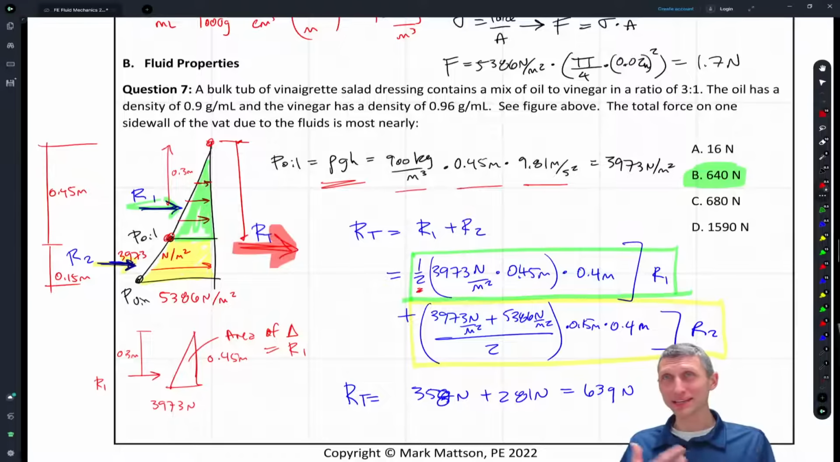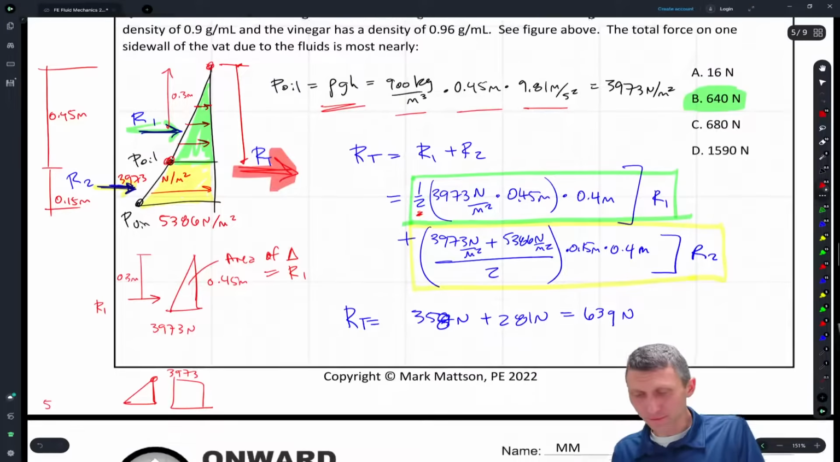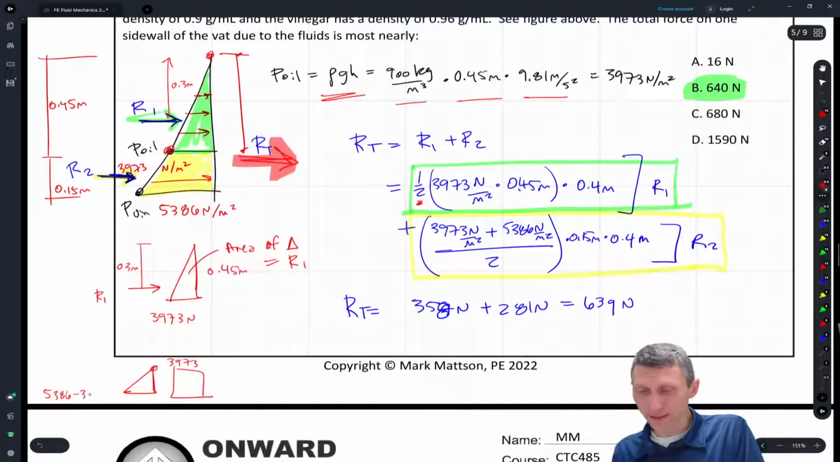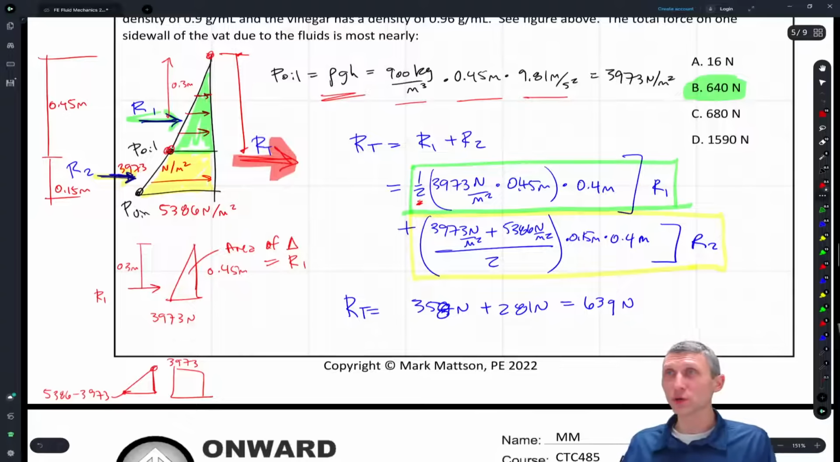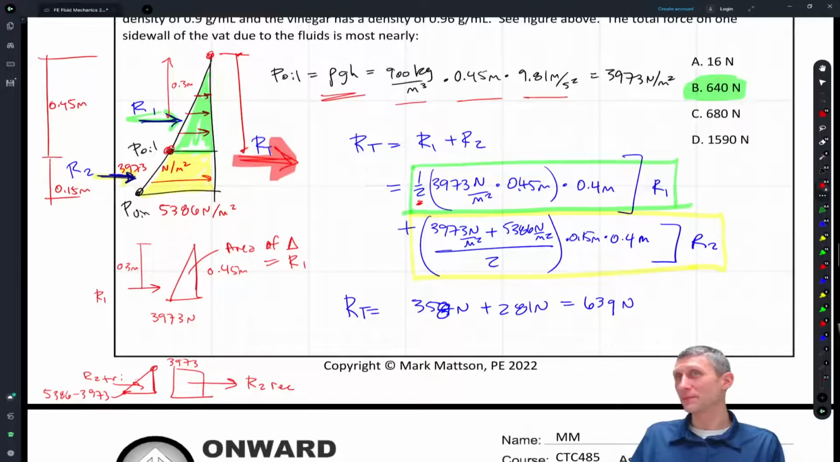But then this would get even more complicated, because then we'd also have to say, well, okay, if we have that one, now we have another triangle down here, and we have a rectangle, because this rectangle is 3973. This triangle is 0 up to, what's this? This is 5386 minus 3973. That's going to give me this height here. So that's where this gets a little bit more challenging, because we could split this up. We could do like R2 rectangle. We could do like R2 triangle. This gets a little bit more complicated. So I stayed away from that for this one.